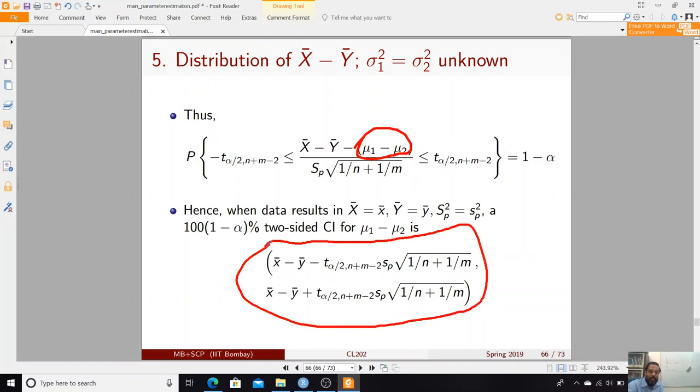Okay. So note that we are using a pooled variance. And why are we calling it a pooled variance? We are calling it that because we are pooling data from distribution A and distribution B in order to calculate that common variance sigma square. That's why we call it a pooled variance.